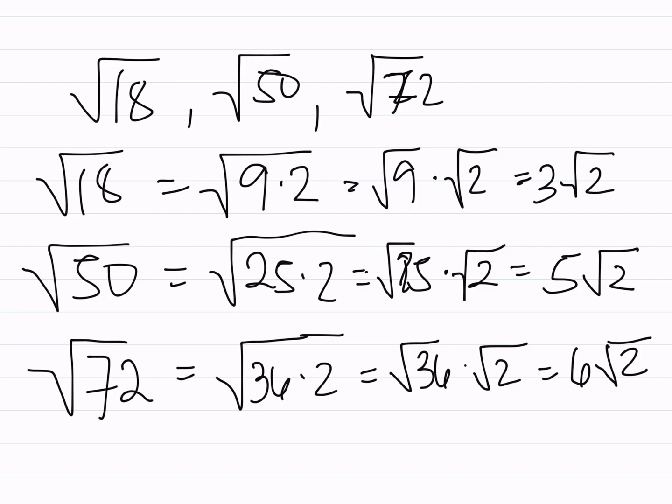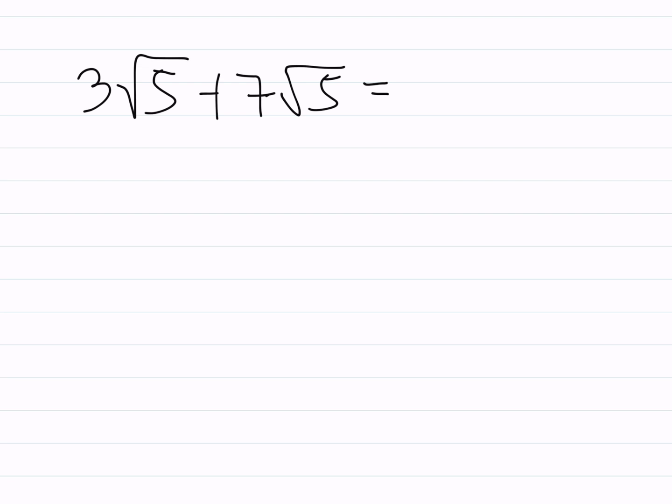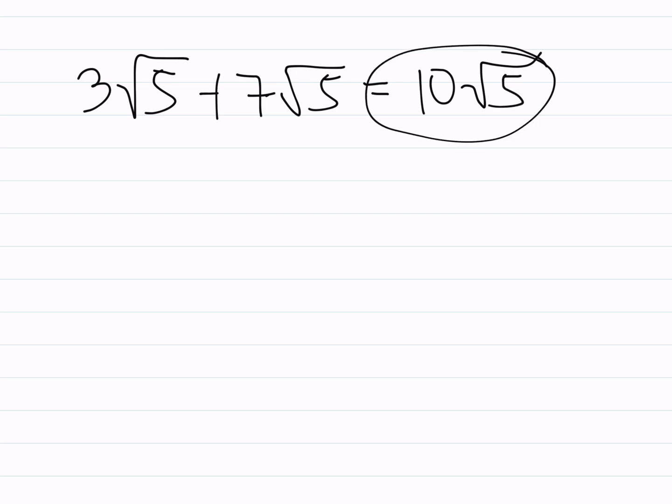Okay, so that's it. And you can add and subtract radicals the same way you add and subtract like terms, using the distributive property. For example, if you have 3 square root of 5 plus 7 square root of 5, get the sum since they have the same radicand and the same index. Just simply add the coefficients, which is 7 plus 3, so 10 times the square root of 5. So this is now the final answer.